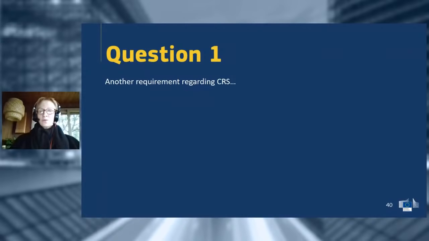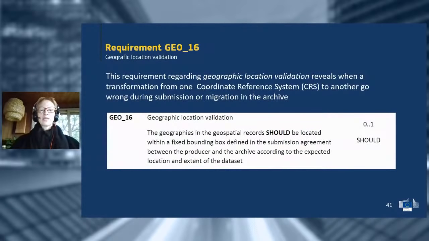We also have another requirement regarding the coordinate reference system in the CITS geospatial specification, and that's requirement GEO16. This requirement is regarding the geographic location validation, which will reveal when a transformation from one coordinate reference system to another goes wrong during, for example, submission or migration of the geospatial data in the archive. The requirement states that the geographies in the geospatial records should be located within a fixed bounding box defined in the submission agreement between the producer and the archive, according to the expected location and extent of the data set.